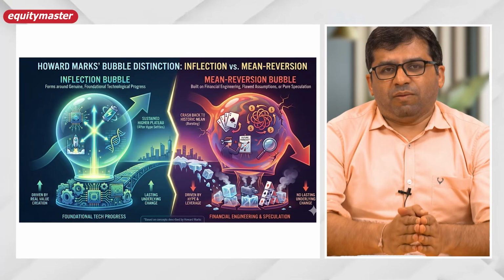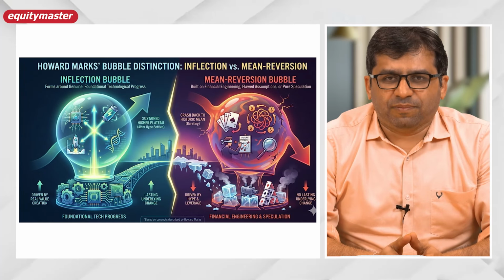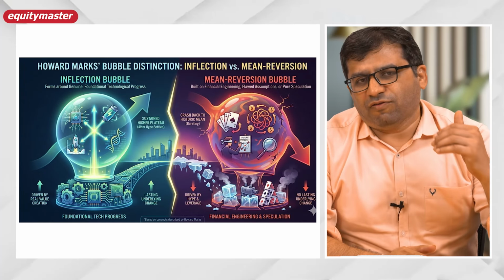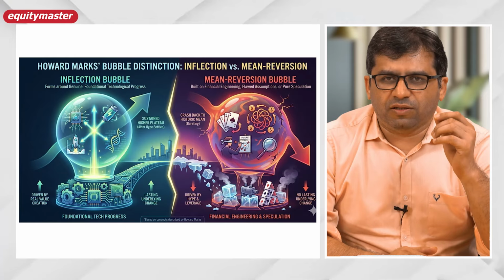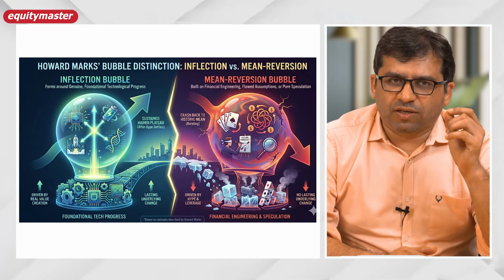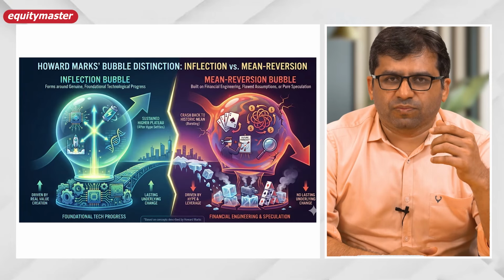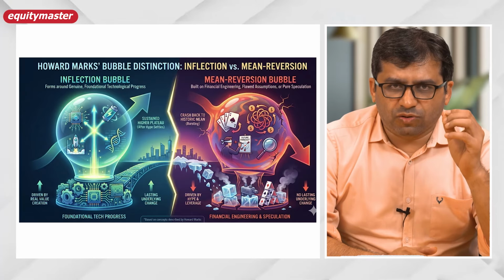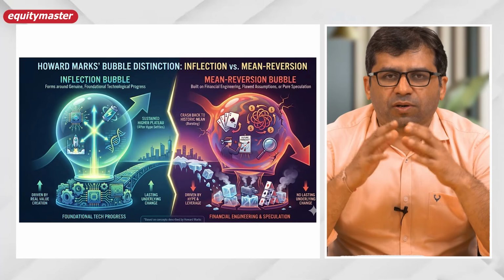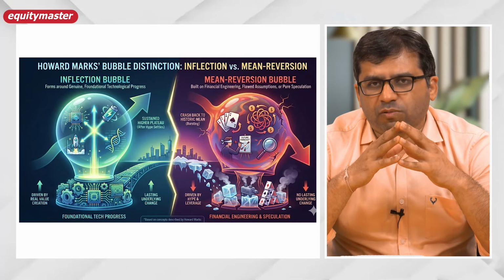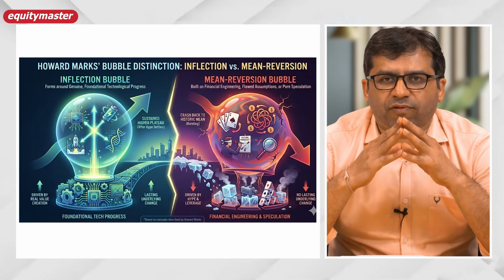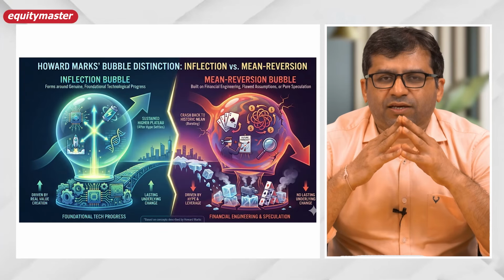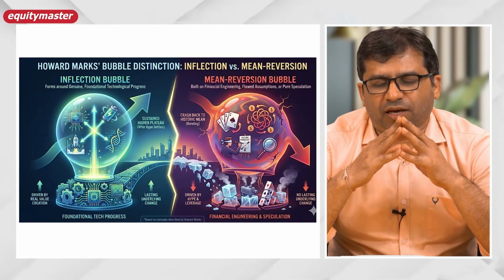A mean reversion bubble, on the other hand, is built on sand: financial engineering, flawed assumptions, pure speculation, with no lasting change underneath. Think the 2008 housing crisis or the South Sea Company bubble centuries ago. Here, the market soars on an illusion, a new miracle, and then collapses violently, destroying wealth and leaving little of enduring value behind. It's a return to the mean, hence the name.